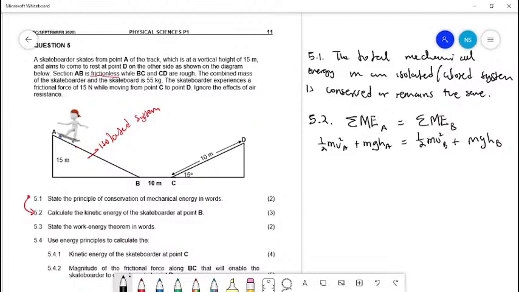So what we're going to use is that I think in this question somewhere here they were supposed to tell us that this guy started from rest, right? So I think that's what is missing in this question. This guy started from rest, so you need to add that. He started from rest.